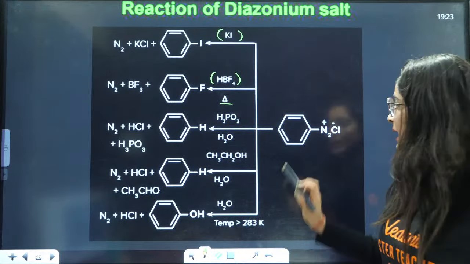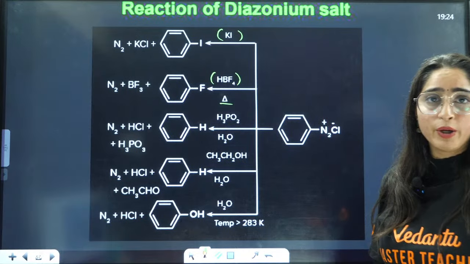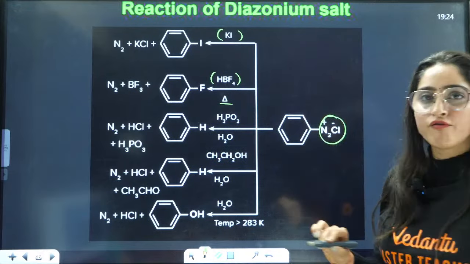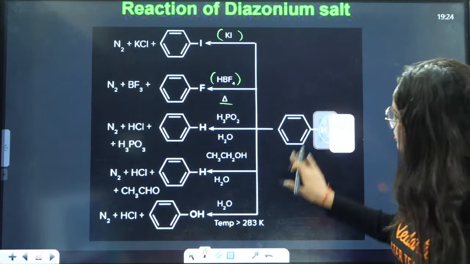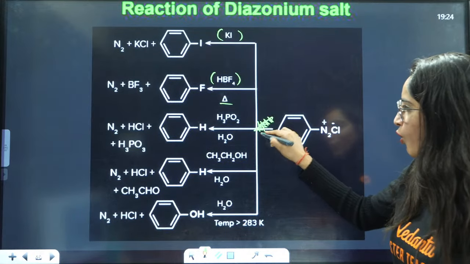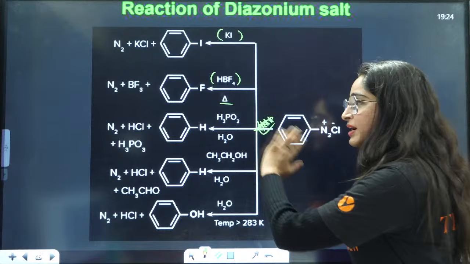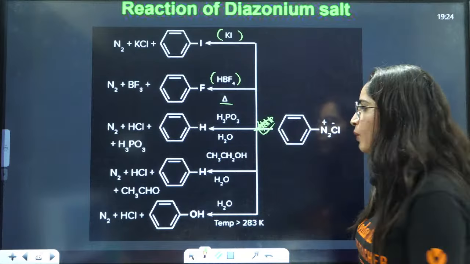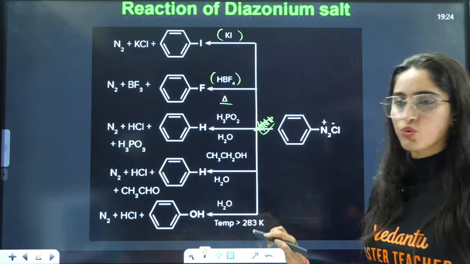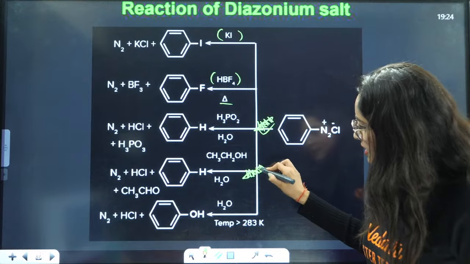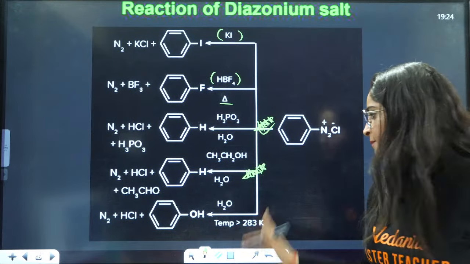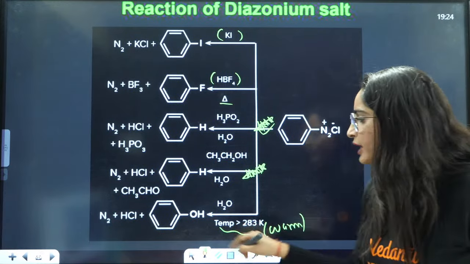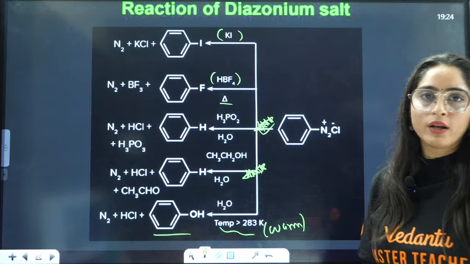Now, a very important thing: if you are adding H3PO2, a very strong reducing acid, then this N2Cl will be replaced by hydrogen, and this is also asked in JEE many times. This is also a very simple reaction. Usually students ignore this reaction, but they ask you this reaction. Then if you add CH3CH2OH, very important, this has also been asked, then you have benzene here. Now, when you add H2O and warm it, then you will have phenol here.